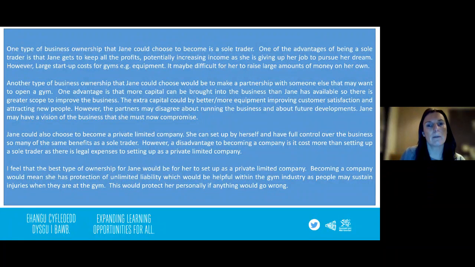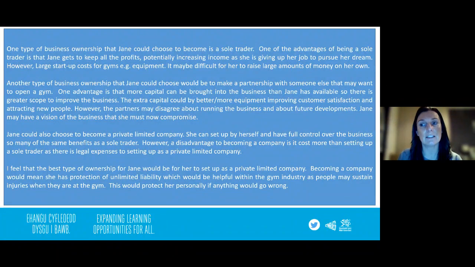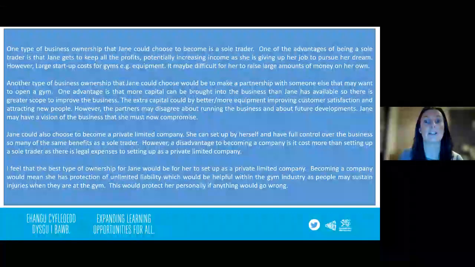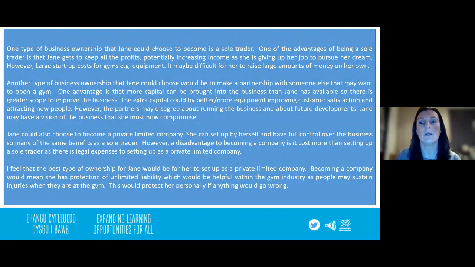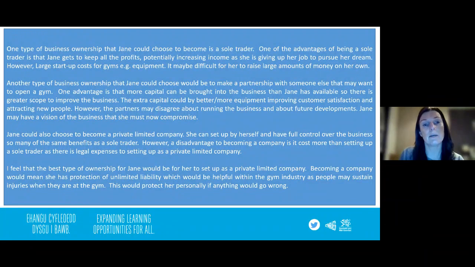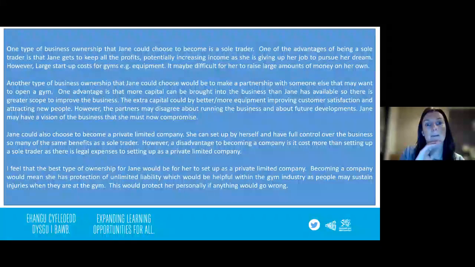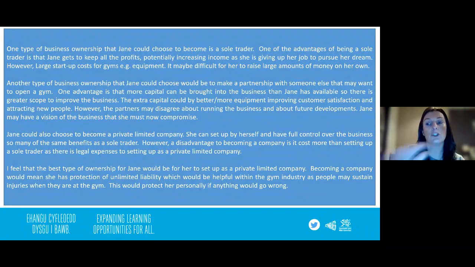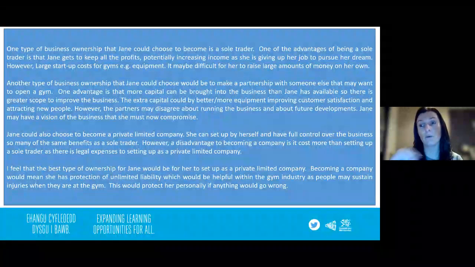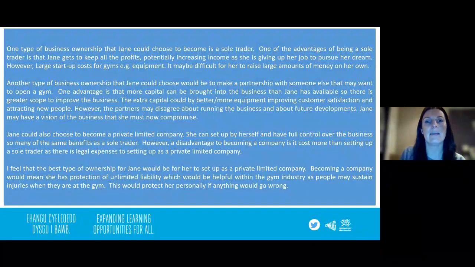So first of all, introducing my paragraph with the fact I'm talking about a sole trader. I've looked at the advantage. One advantage of being a sole trader is that Jane gets to keep all the profits, potentially increasing income, as she is giving up her job to pursue her dream. So again, I'm putting in here AO2 marks. Your AO2 is your context. So I've put Jane's name in here. I've talked about the fact that she's given up her job to pursue a dream. I'm finding all that information from the scenario that's been given to you. So as much as you can get in there is going to be really, really useful.